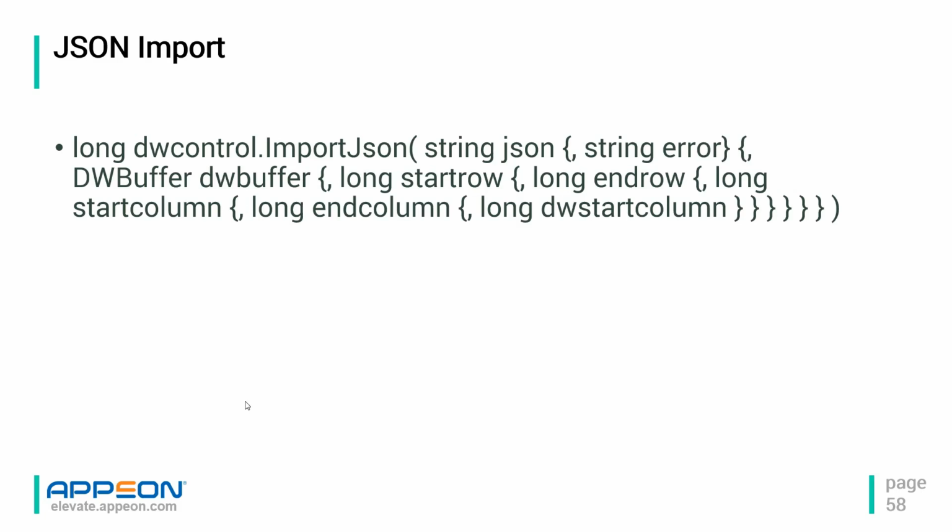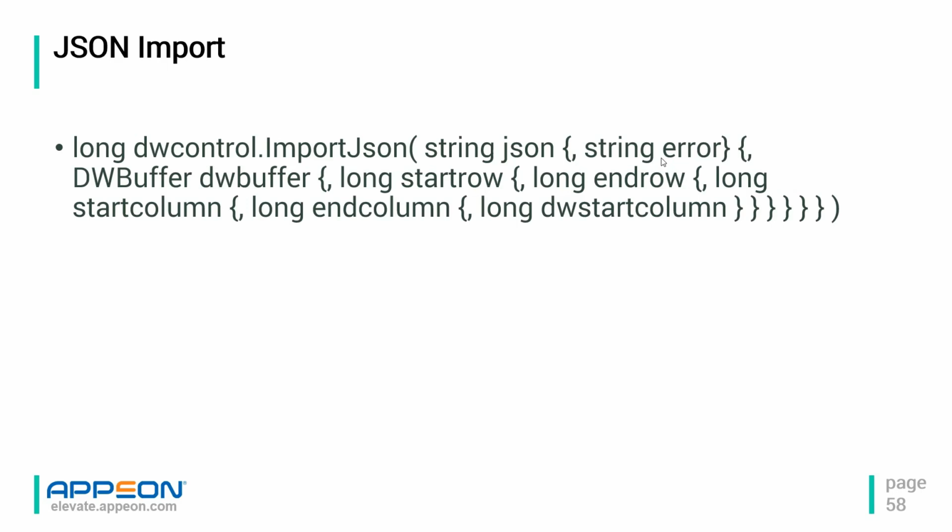Now, if you ever worked with the data pipeline object, you know you could pass in a string by reference, and it would give you back error information into that string. That's what this second argument is: you pass in a string by reference, and if there's a problem importing the JSON, you'll get the error information back in that string.